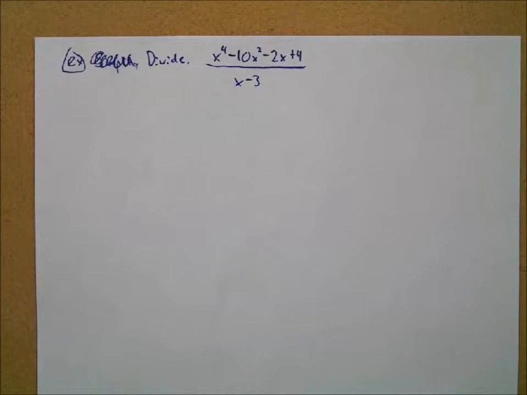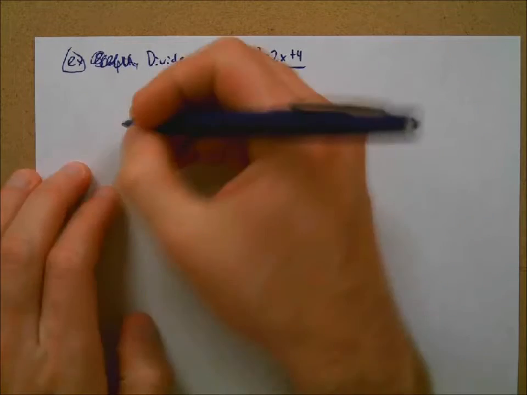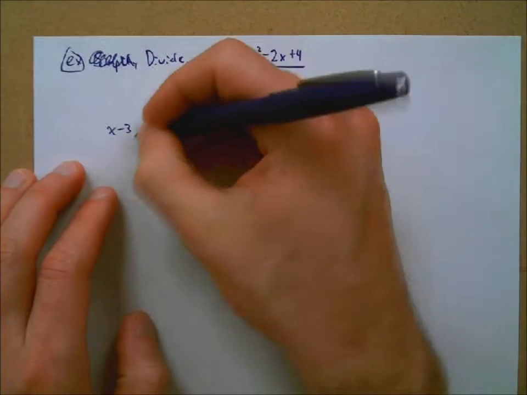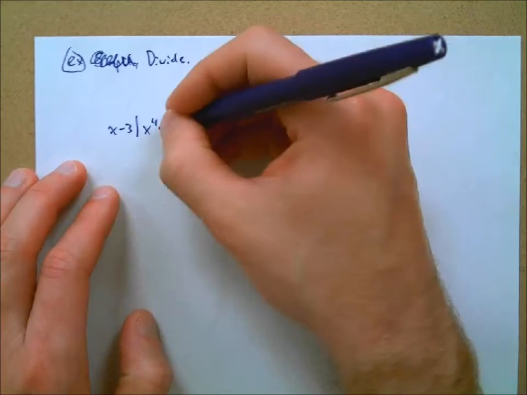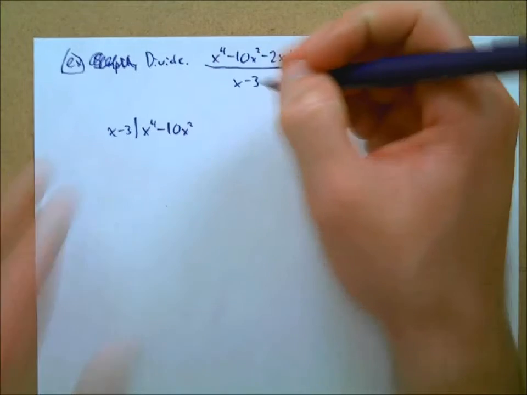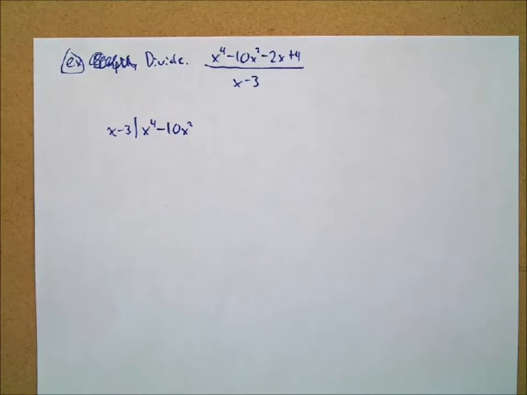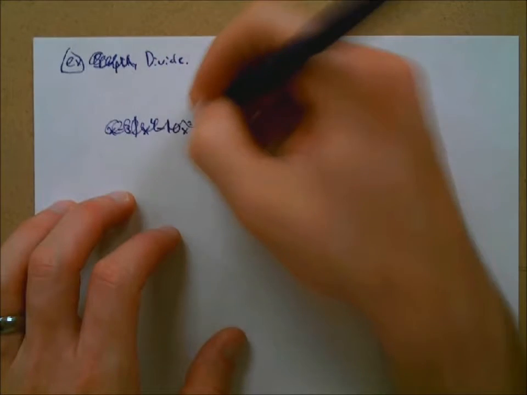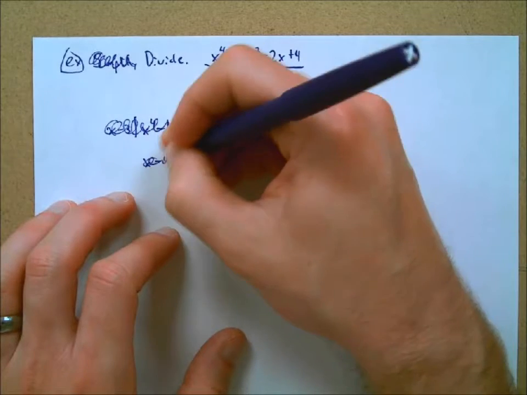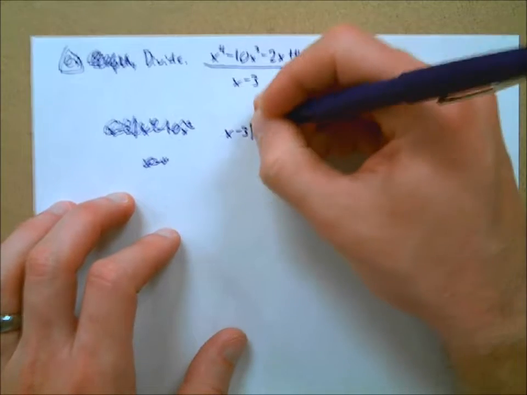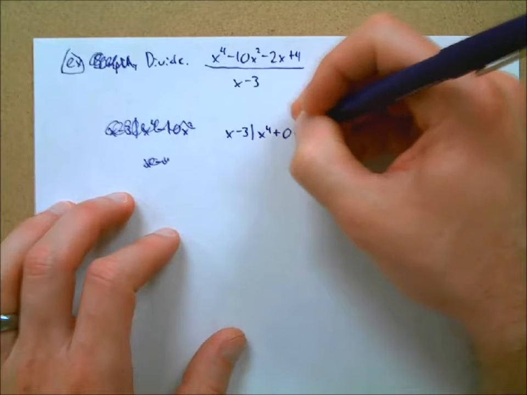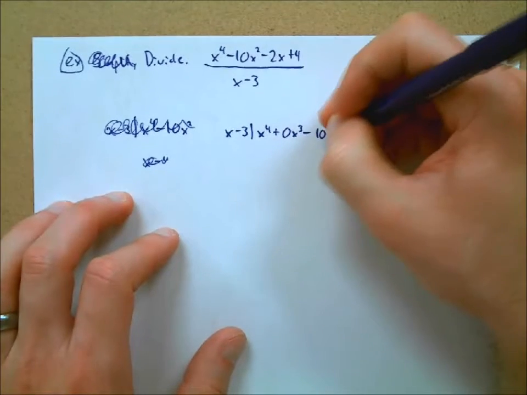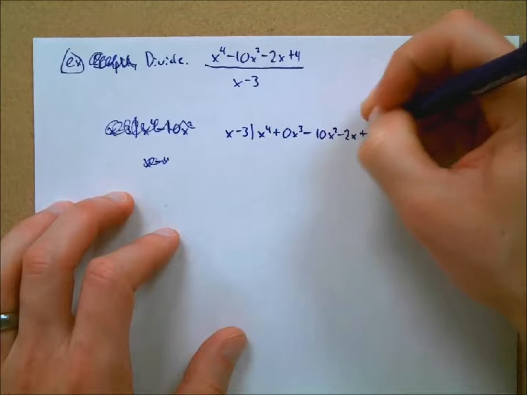So here's our division. All right, so x minus 3 goes outside our little box. All right, x to the 4th minus 10x squared. Oops, wait a minute. We're missing something here, aren't we? There's no x cubed. So should we just skip it, you think? We need a placeholder, that's right. Okay, so x minus 3, x to the 4th plus 0x cubed minus 10x squared minus 2x plus 4. Okay, yes.